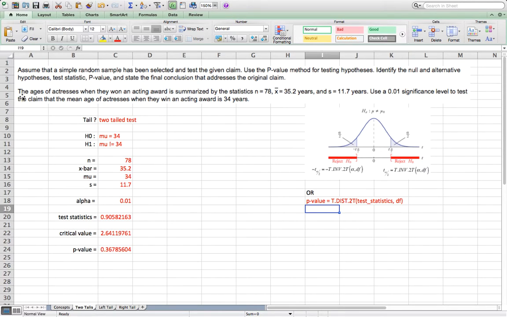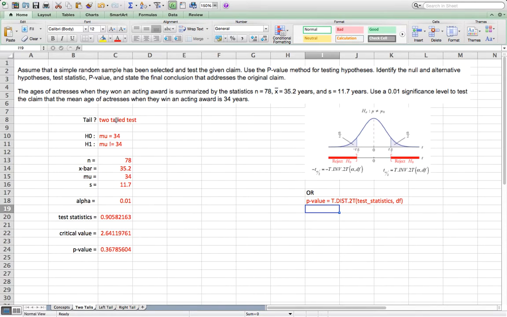The problem is this. The ages of actresses when they won an acting award are summarized by the statistics n equals 78, x bar equals 35.2 years, and s equals 11.7 years. Use a 0.01 significance level to test the claim that the mean age of actresses when they win an acting award is 34 years.